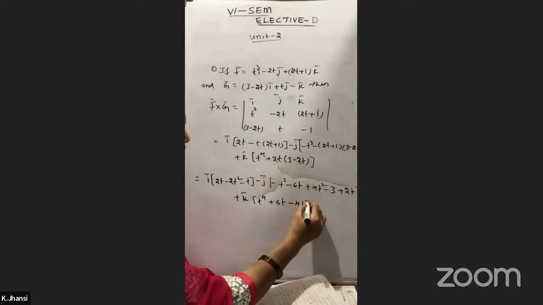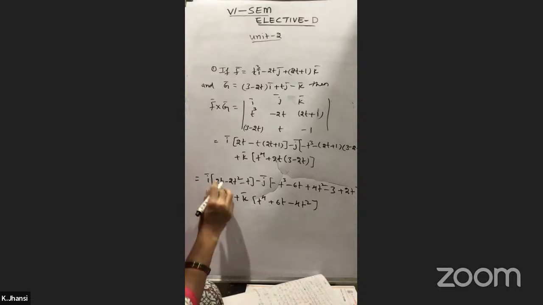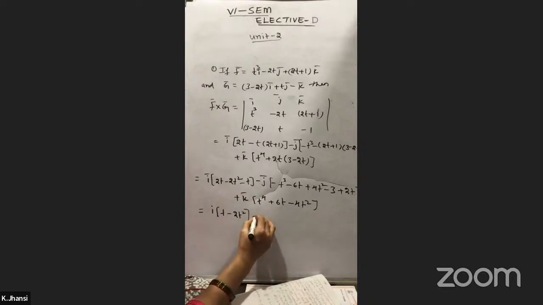Okay. So if any cancellation is there, then you can do the cancellation and make it in the simple form. That is i into 2t minus t means t, minus 2t square, minus j.